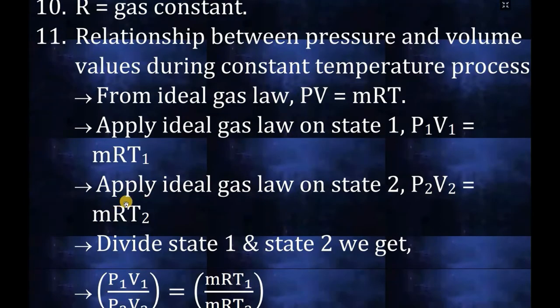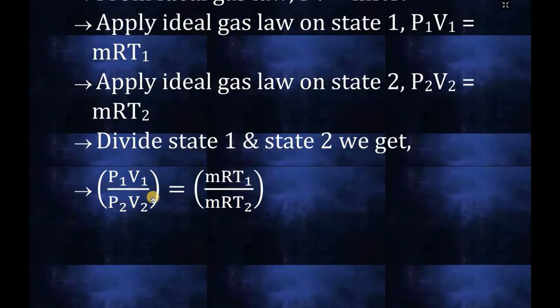Now again, I am going to apply ideal gas law on state 2. By applying ideal gas law on state 2, we can understand the relationship between the pressure, volume and temperature of the hot gas at state 2. So the formula for ideal gas law of the hot gas at state 2 is P2 V2 is equal to mR T2. Next, I am going to divide these two formulas. We get P1 V1 divided by P2 V2 is equal to mR T1 divided by mR T2.